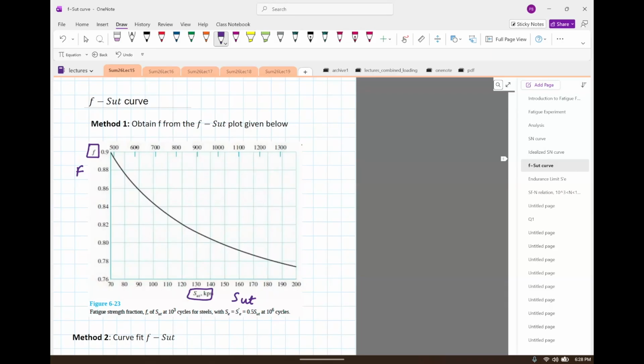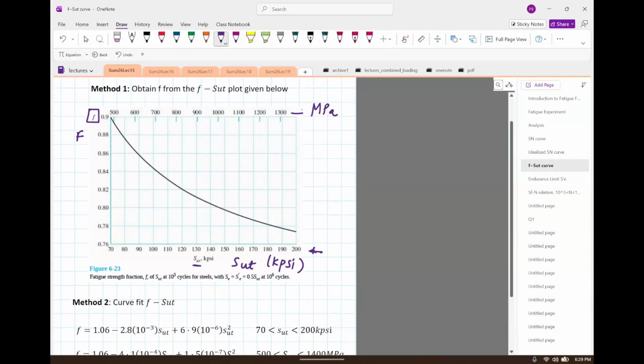Now you'll see that there is something here and there's something here. So what's the difference? Well, this one is in KPSI, and this one is in SI units. In SI units, SUT is, I'm blanking on SUT, it's MPa, I think. So this is how you can get the value of F, provided you know SUT. But you know SUT because iron has a different SUT from aluminum and so on. That's a material property at which the material is going to break.